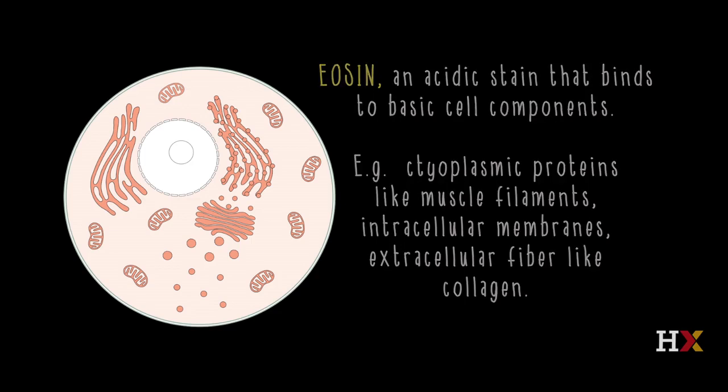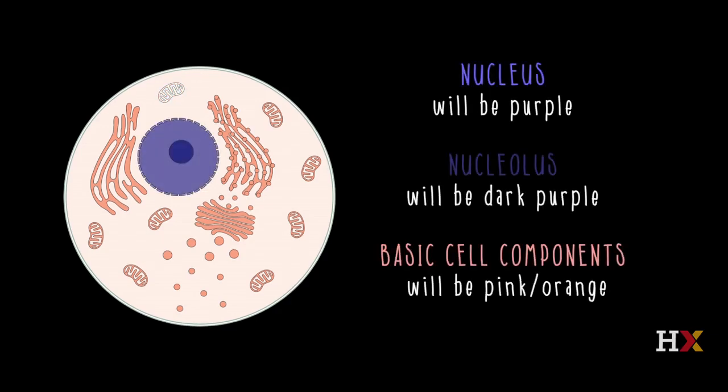So if we apply hematoxylin to our cartoon cell, we'll have a cell that looks like this. So the nucleus will be purple, lots of DNA. The nucleolus will be dark purple, lots of RNA synthesis going on. Then the basic cell components, the dye will bind to them, and so these features of the cell will be pink. And again, that's cytoplasm, also muscle filaments, intracellular membranes, and things outside the cell, such as collagen fibers.